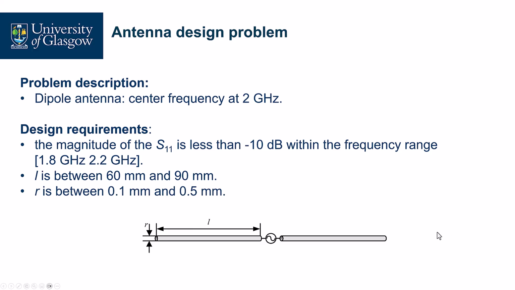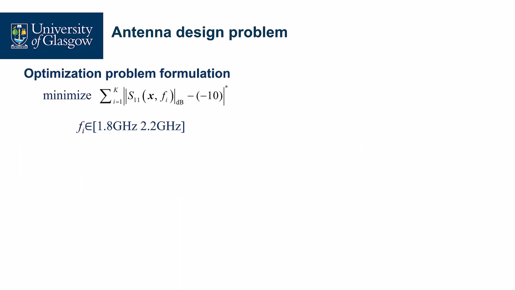Now, how to define the optimization problem? We used one method last week, right? We get the worst value of the S11 in the operating band, and we minimize this one. Now we change another way. So we can see we define such an objective function.